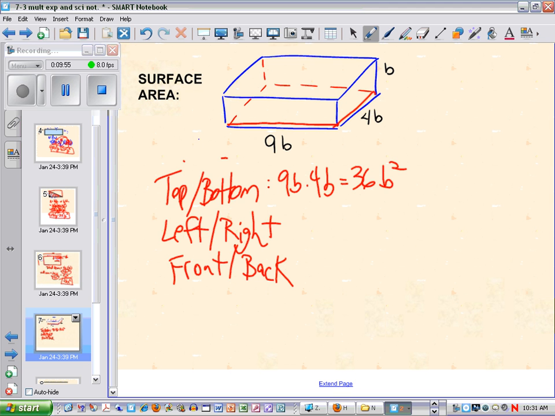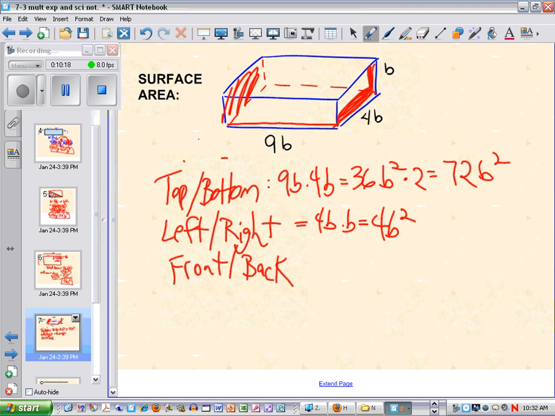But the top is the same as the bottom, so let's double it so we'll have the top and bottom. So times 2, 72b squared. So that's top and bottom. So now let's do left and right. I see the right side, 4b by b. So 4b by b, 4b squared. But we know that the left side is the same as the right. So let's double it so we can have both. 8b squared.